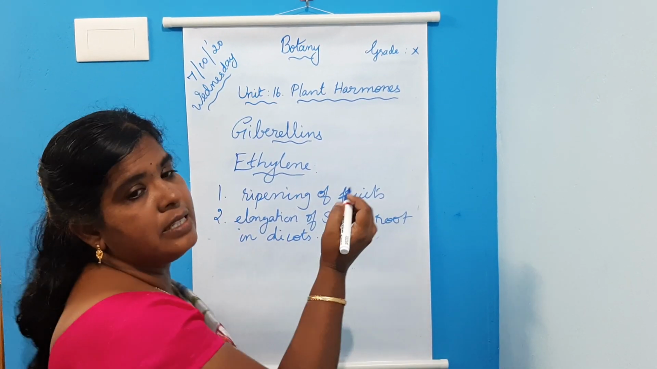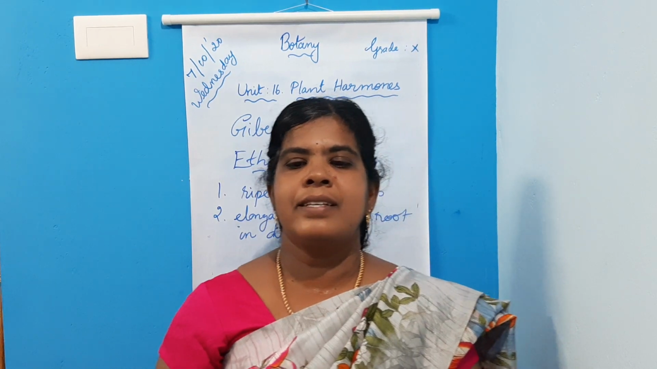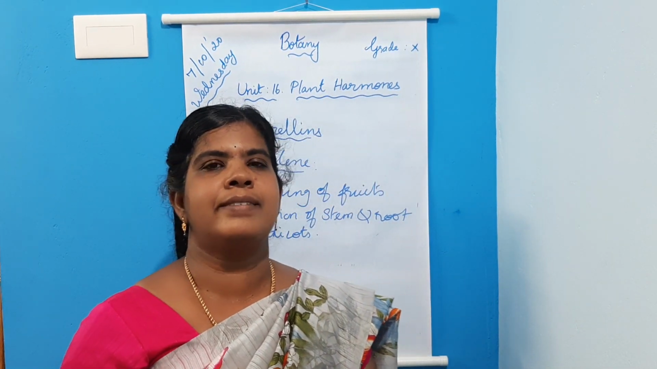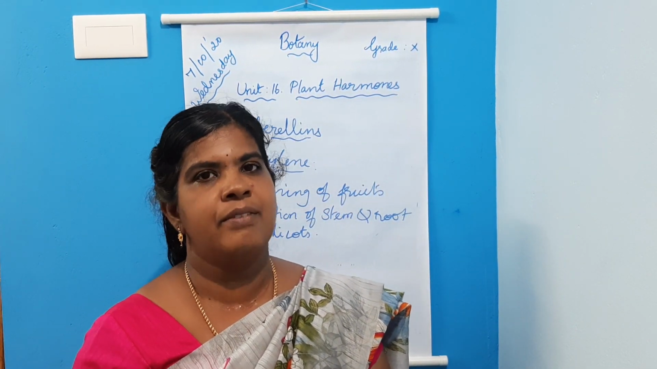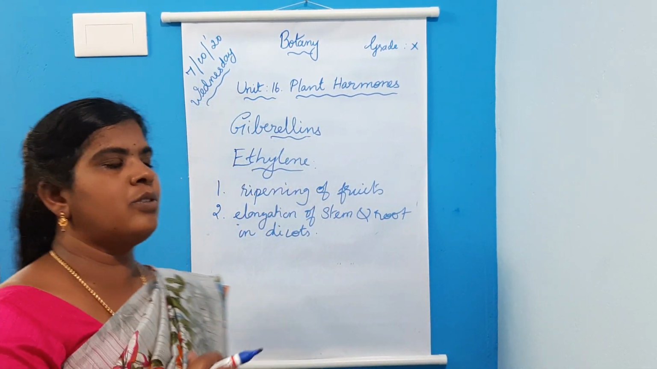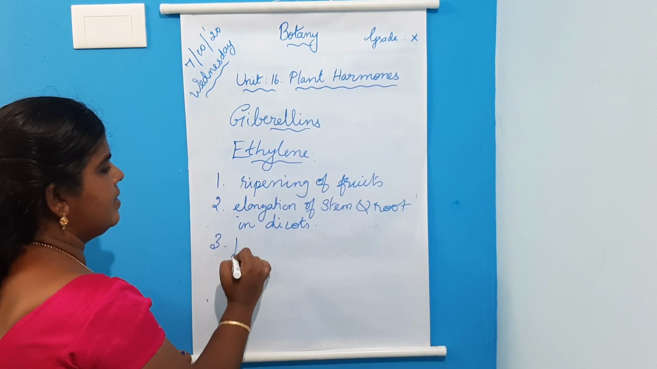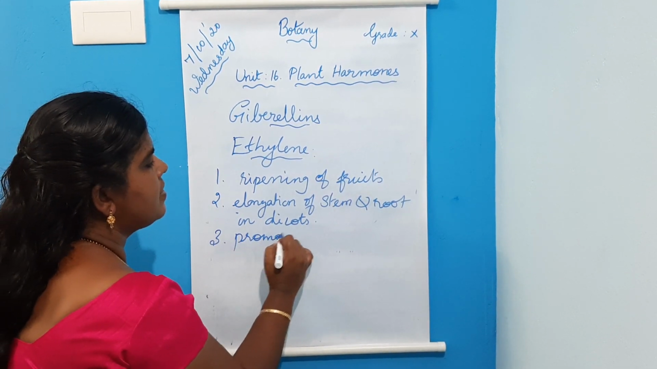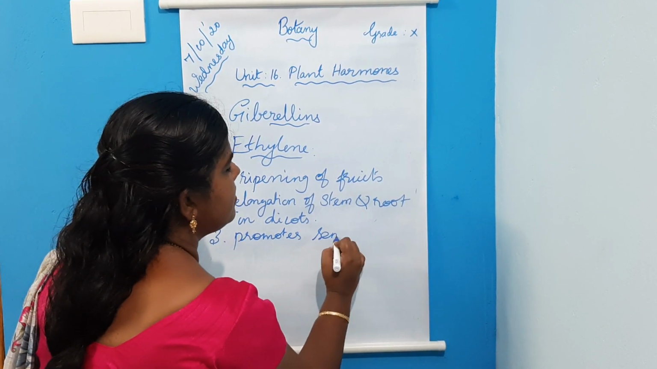Then the third effect is that ethylene hastens or promotes senescence of leaves and flowers. What is senescence? Aging, isn't it? Ethylene hastens or promotes senescence.